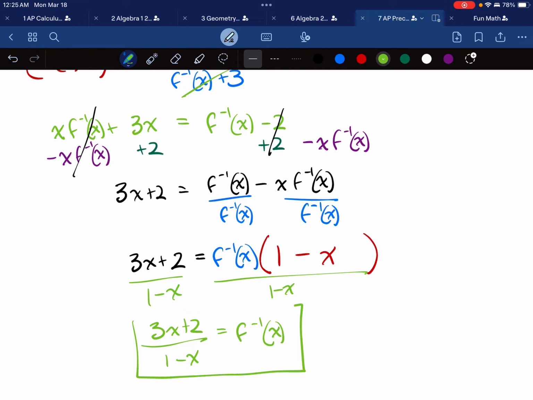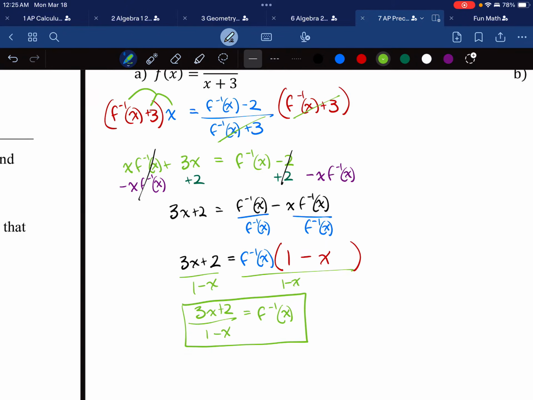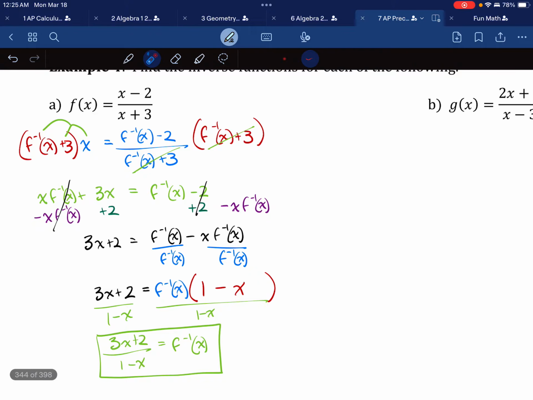There it is. So just to recap what we've done, the first thing we did was make it not a fraction by multiplying by that denominator on both sides. Remember to distribute whatever your left side is. From there, we got all the f inverse of x terms on one side. We factored out the f inverse of x and then divided by what was left over.